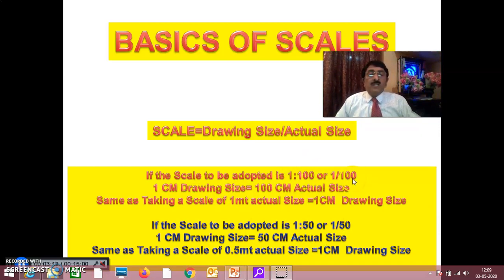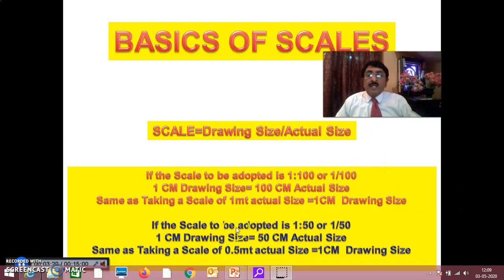In some problems they may give 1:400. When they say 1:400, immediately you take 4 meter. Every 4 meter you take as 1 centimeter on the drawing. If it is 1:500, that is 5 meter is 1 centimeter.